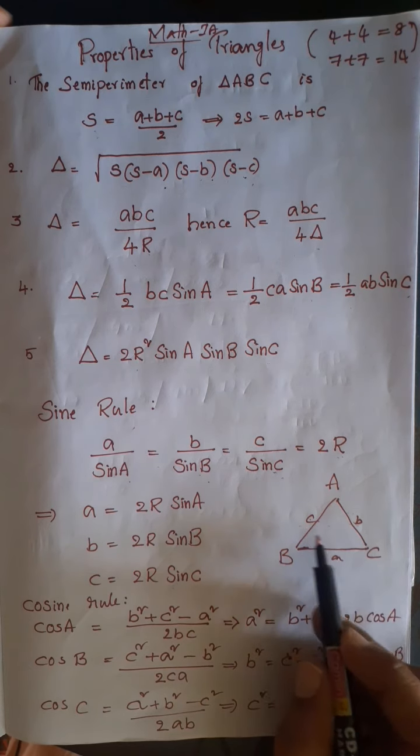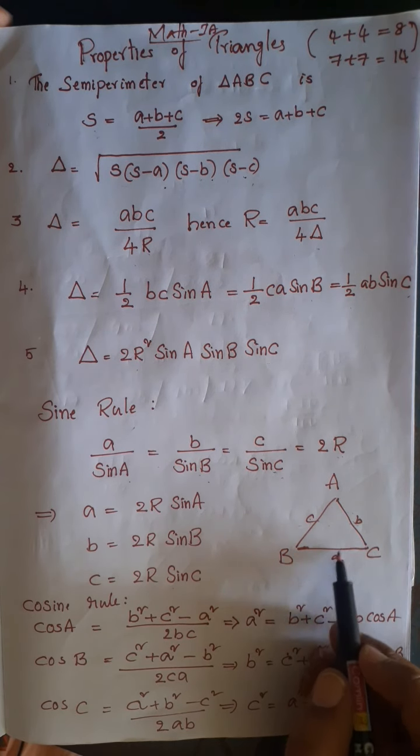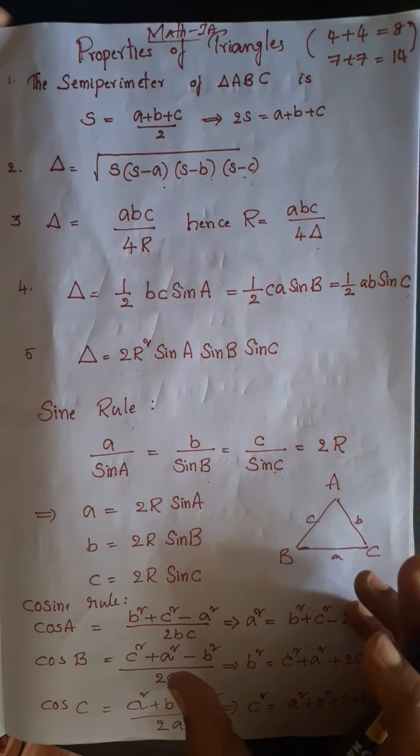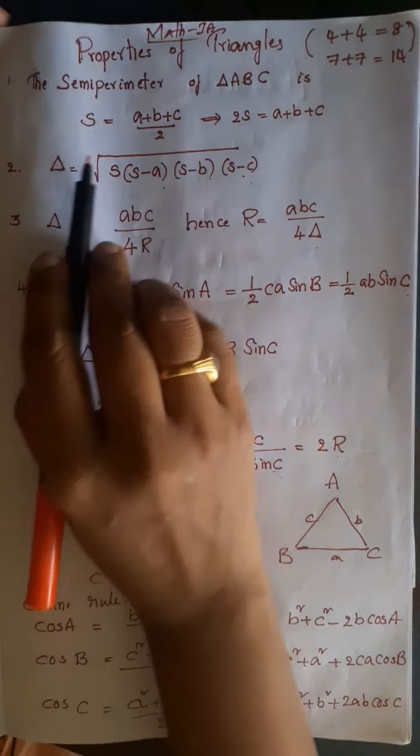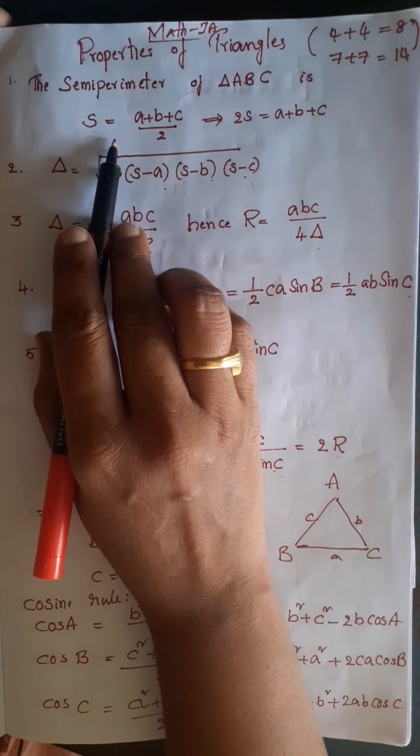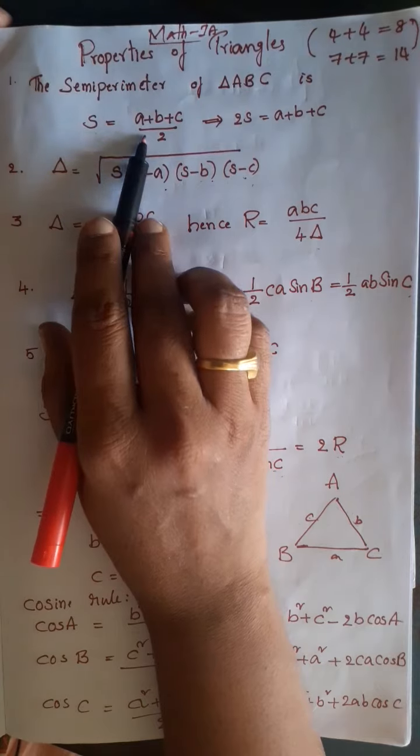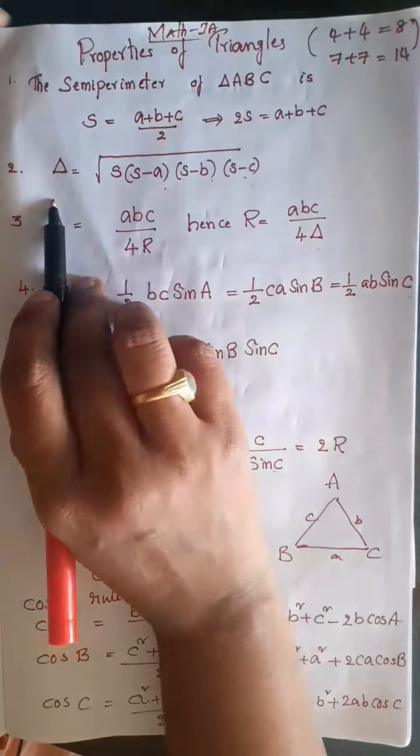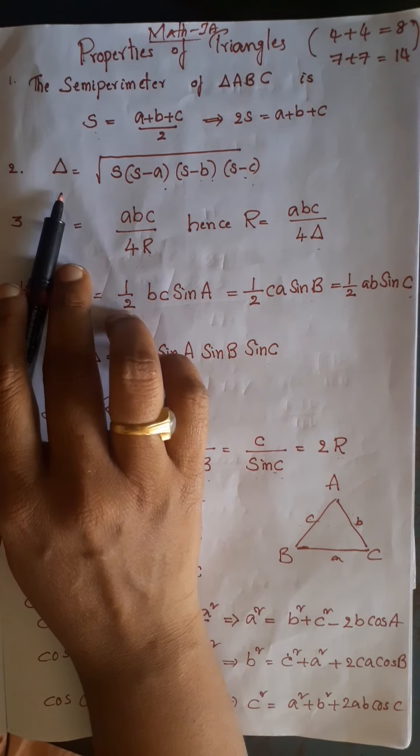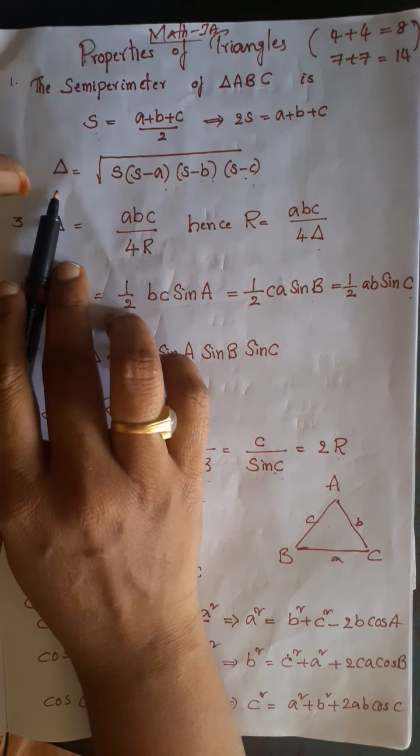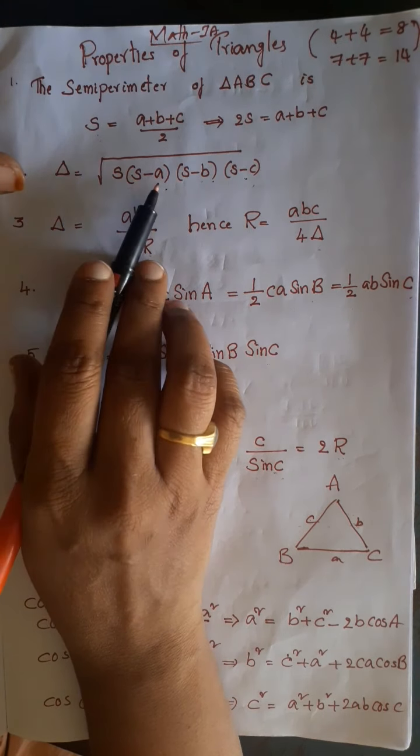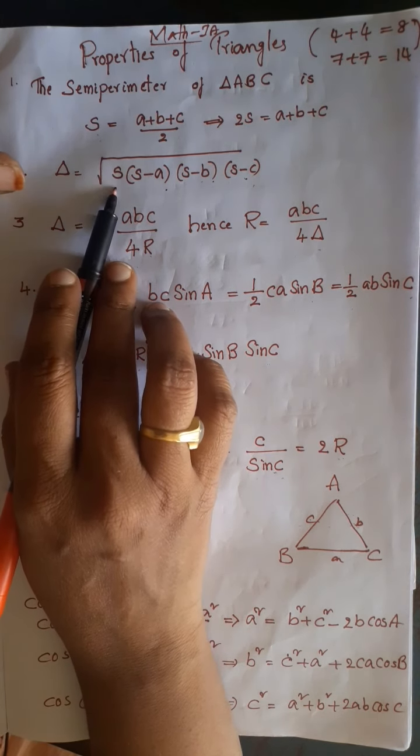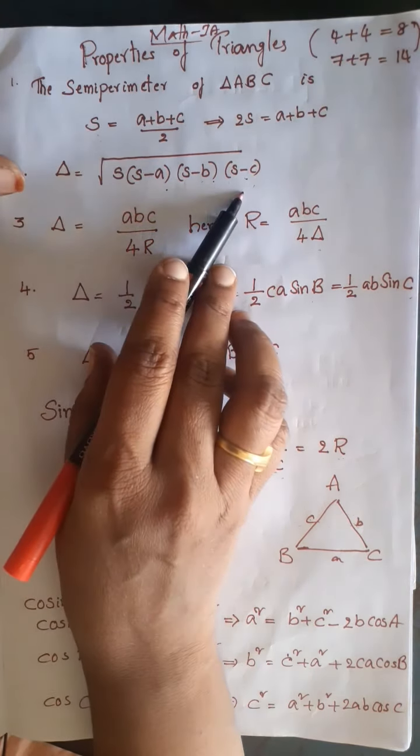Here a, b, c are the sides of a triangle, it's clear, and a plus b plus c is nothing but the perimeter, right? So here we talk about the semi perimeter. Semi means half of the perimeter. So half of the perimeter, that is S, is denoted by S is equal to a plus b plus c by 2. From this you can write 2S is equal to a plus b plus c. And delta, you have already learned this formula in your 10th class, I think. Delta is equal to the square root of, if you know the sides of a triangle and the semi perimeter S, then the formula is the square root of S into S minus a into S minus b into S minus c.